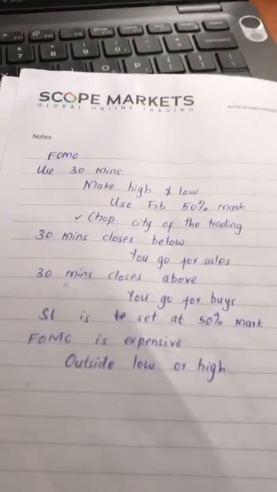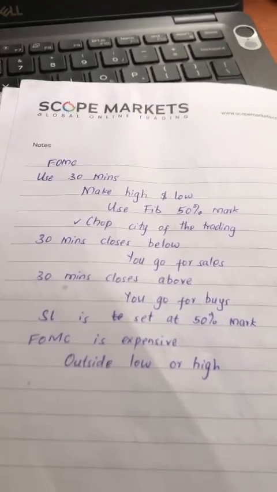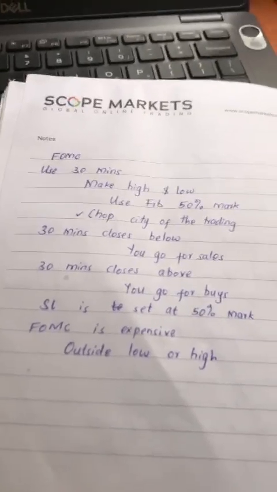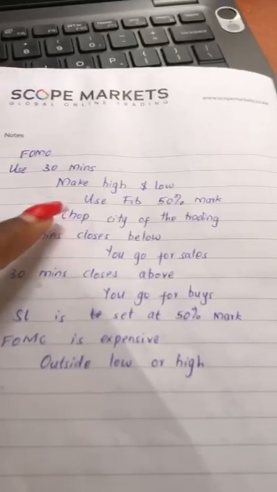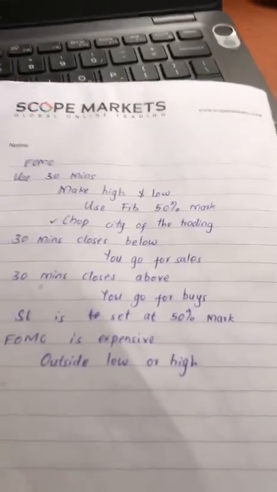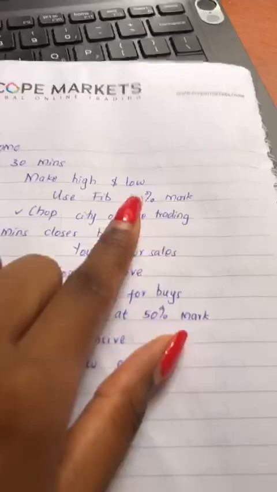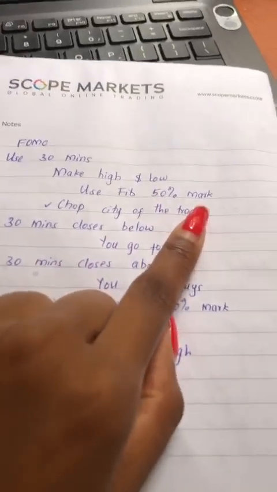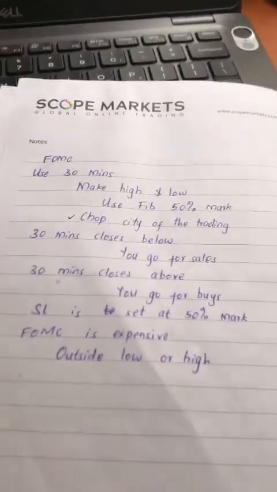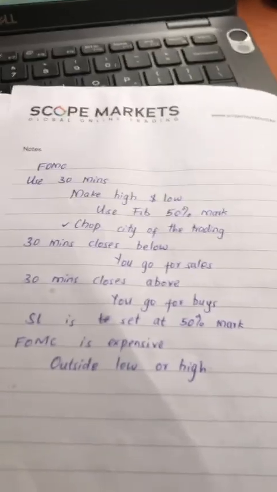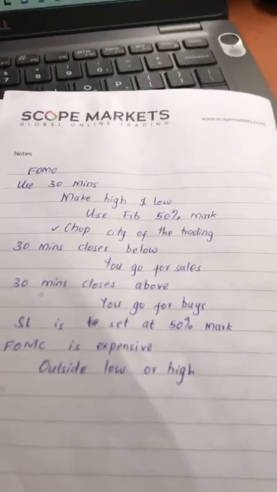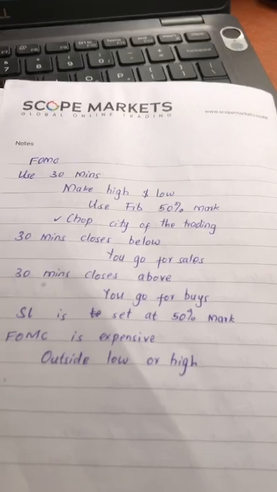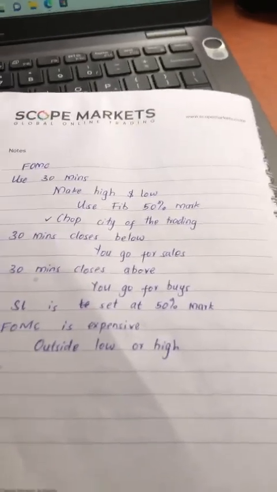Now you're waiting for your FOMC data to be released. You wait for the 30 minute candlestick to close. When that candlestick closes, you use your Fibonacci tool in TradingView and mark the 50% level. So you mark the high of that candlestick and the low of that candlestick, and use the Fibonacci to get the 50% mark. Then the area within that candlestick is your chop city, a very peculiar zone in your trading.